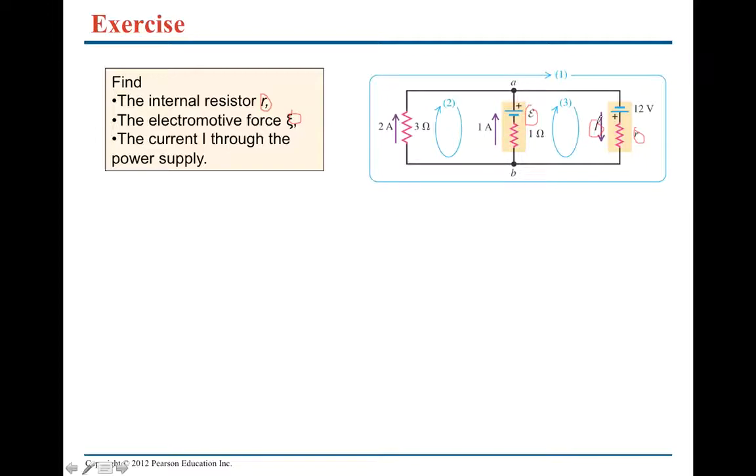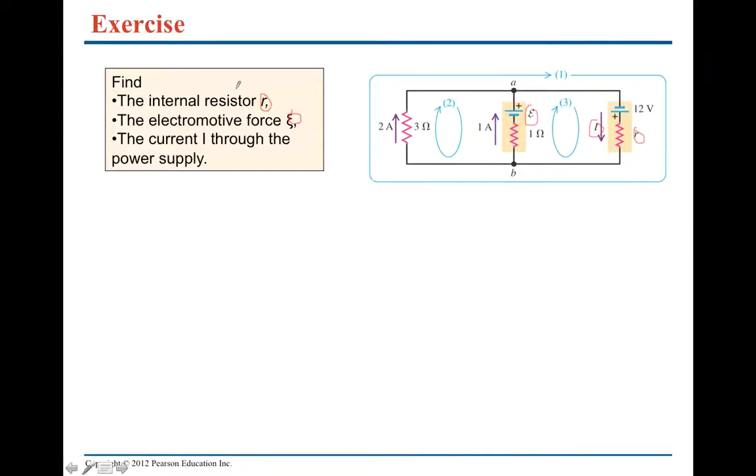Now, remember what we said. We said that the purpose of circuit analysis is to find all the parameters for each resistor. That means we want to find the value of R, the value of current, and of course all the electromotive forces of the power supplies that we have.